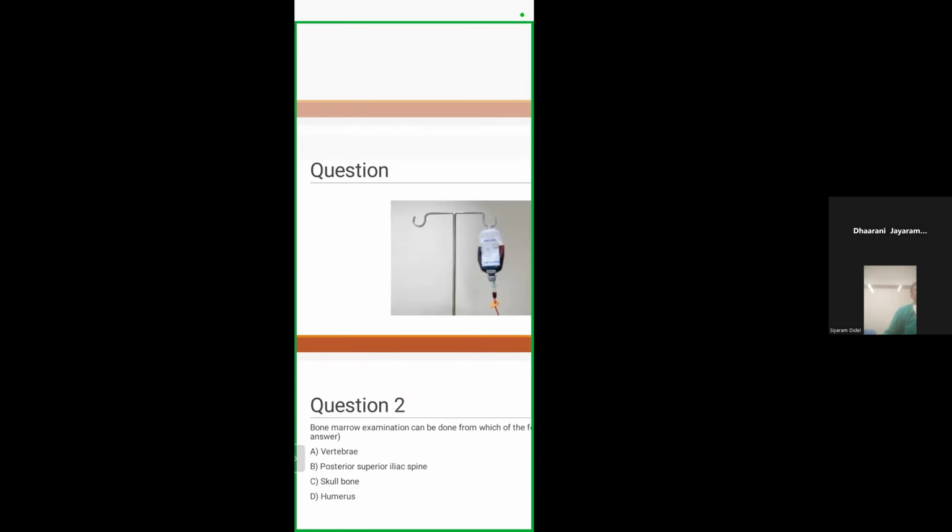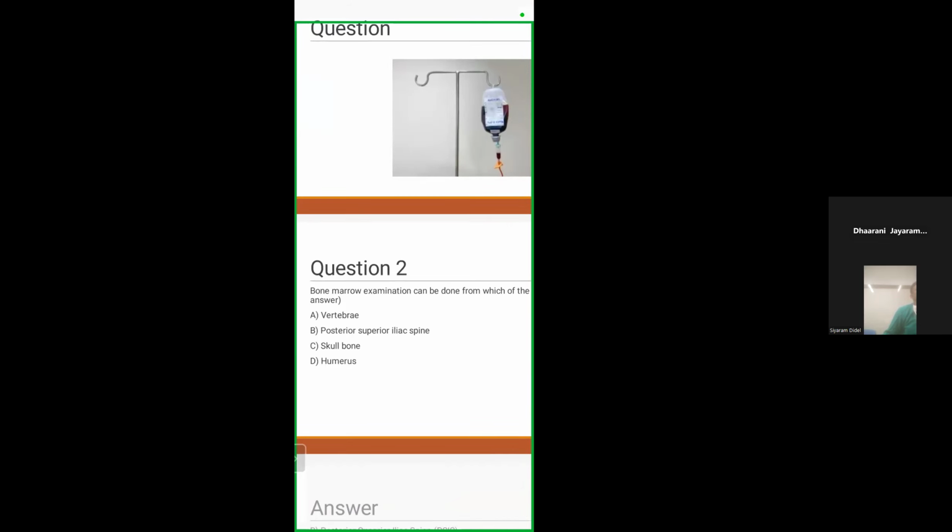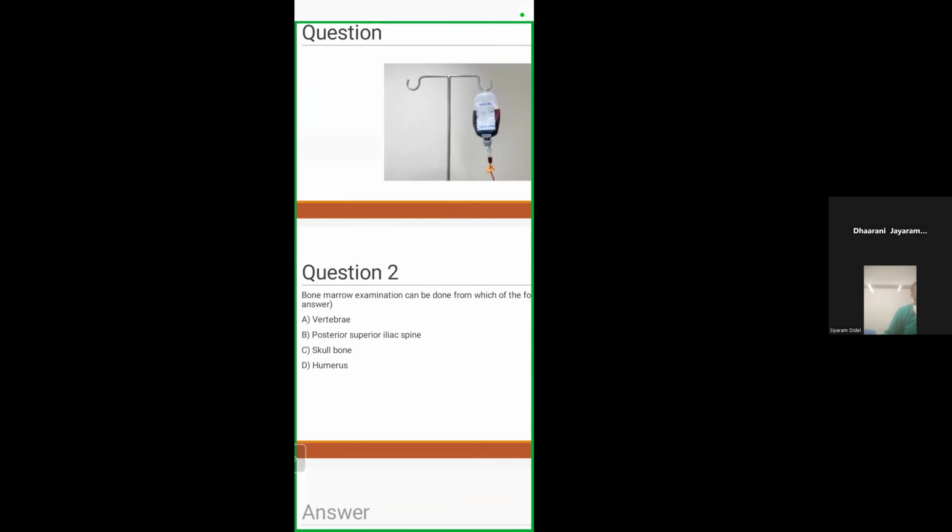Okay, very good. So this is the third question now. I think someone has already answered option B. Bone marrow examination can usually be done from the posterior superior iliac spine. Suppose the patient is very obese and we are not able to reach the posterior superior iliac spine, or there are skin issues in that area and we are not able to prick. What are the two other sites we can try to aspirate the bone marrow? Any guesses?